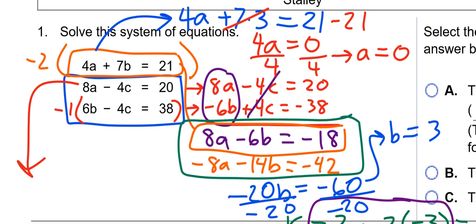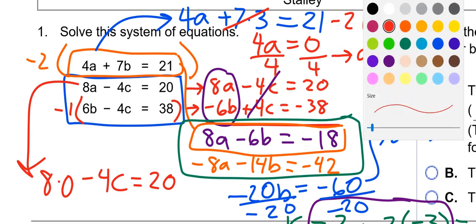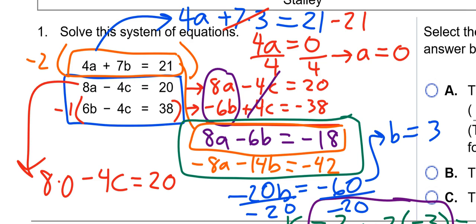Okay, so 8 times 0 minus 4 times C equals 20. So we know that's gone. We divide by -4. Is it true, as somebody suggested, that C was equal to -5? Is that true or false? It is true.